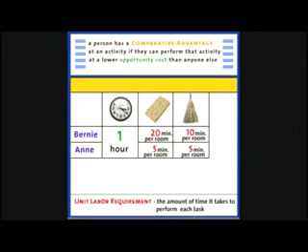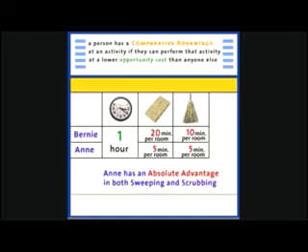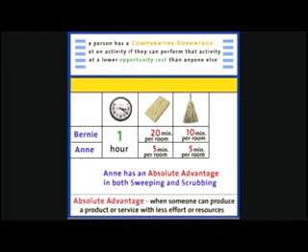Because Anne can scrub faster, she has an absolute advantage in scrubbing. Because Anne can sweep faster, Anne has an absolute advantage in sweeping. Now, let's suppose Anne spends an hour doing sweeping or scrubbing. What is the maximum output that she could expect? Well, divide 60 minutes, 1 hour, by 5 minutes that it takes to scrub a room, and you get that Anne's maximum number of rooms scrubbed in 1 hour is 60 divided by 5, or 12.